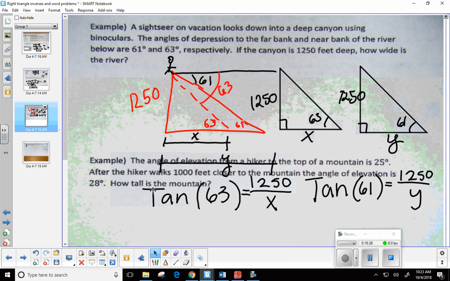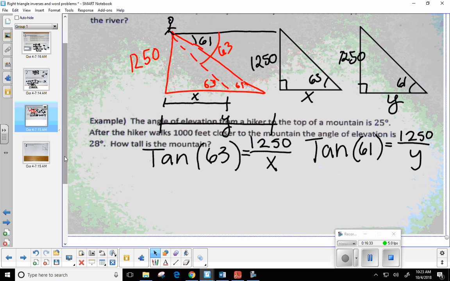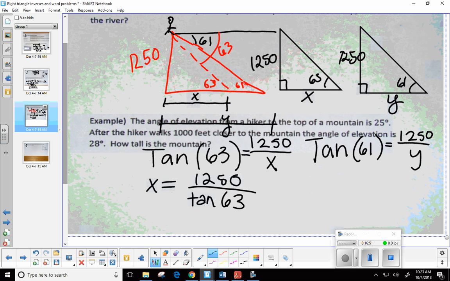Awesome. Thank you. Could she have used another trig function besides tangent? Tangent. Okay, good. Nice. Great. Okay. And then so again, we'll just do the algebra to solve for the x on here. So we have 1250 over tangent of 63. And then for y, we have 1250 over tangent of 61.